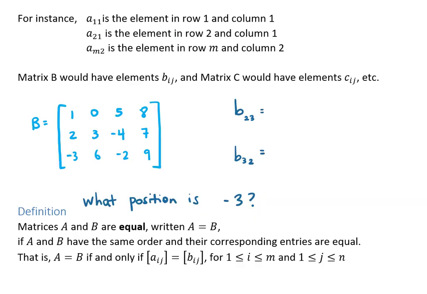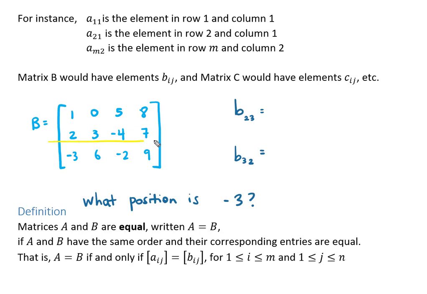Let's check your understanding of this right now. In this 3x4 matrix that you have labeled matrix B, I've asked what is element b in the second row and third column, and what is element b in the third row, second column, and what position is -3. Do you think you could get all three questions correct?